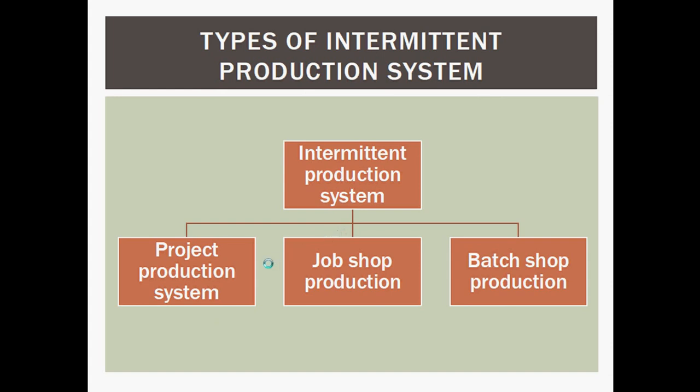Okay, so now we are moving to the next system, that is the intermediate production system. First is the project system, second is job shop, third is batch shop production. Project system means you have to create a new project. Consider a bridge: there is no prior idea how it is created, what type of soil is there, what the conditions are. All this is unknown to you. So it is difficult to manufacture or produce, and this is called a project production system.